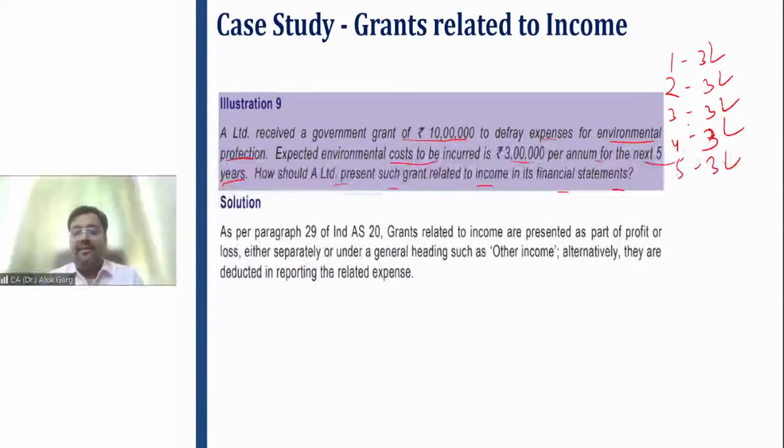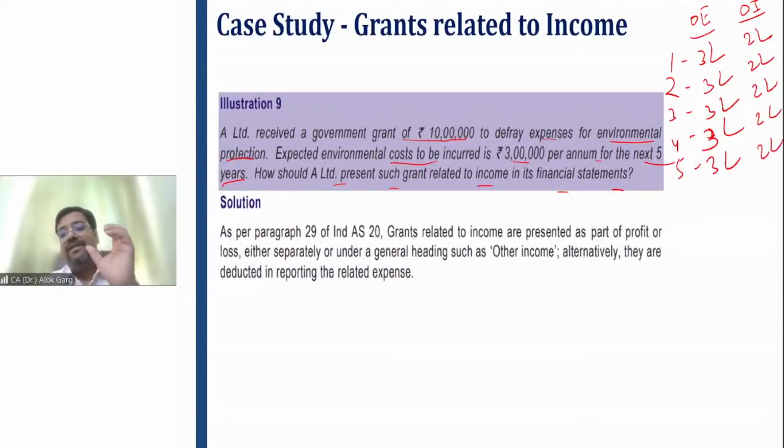So in this case, what should be the accounting? First of all, this is an other expense, and every year it can recognize 2 lakh rupees of income and 3 lakh rupees of expense. Or alternatively, this company can show the expense by reducing the income. Net expense, 3 lakh minus 2 lakh. So every year there will be 1 lakh rupees of expense, right?